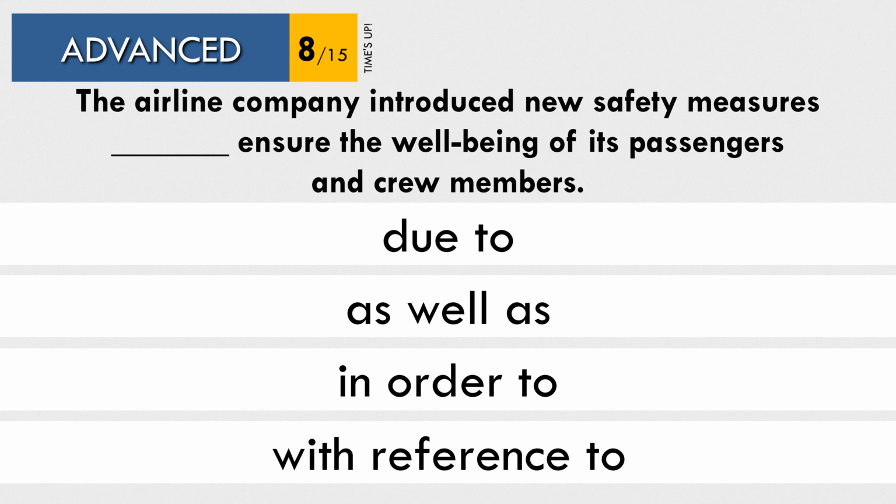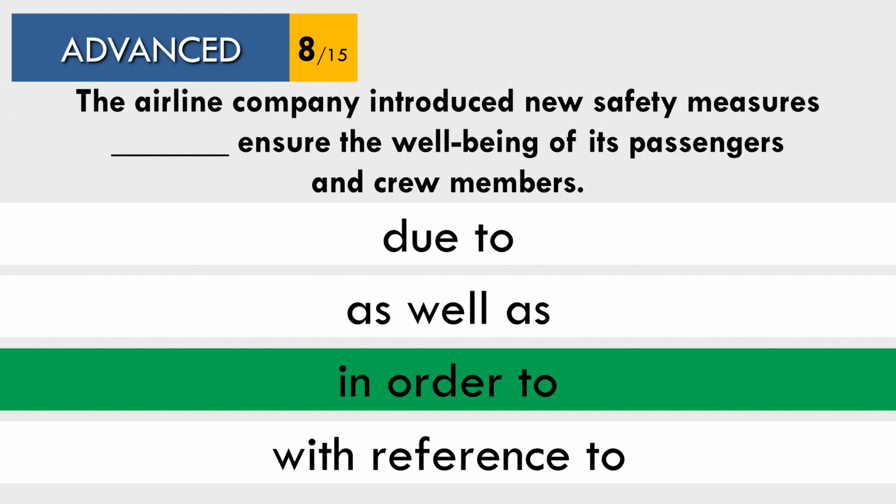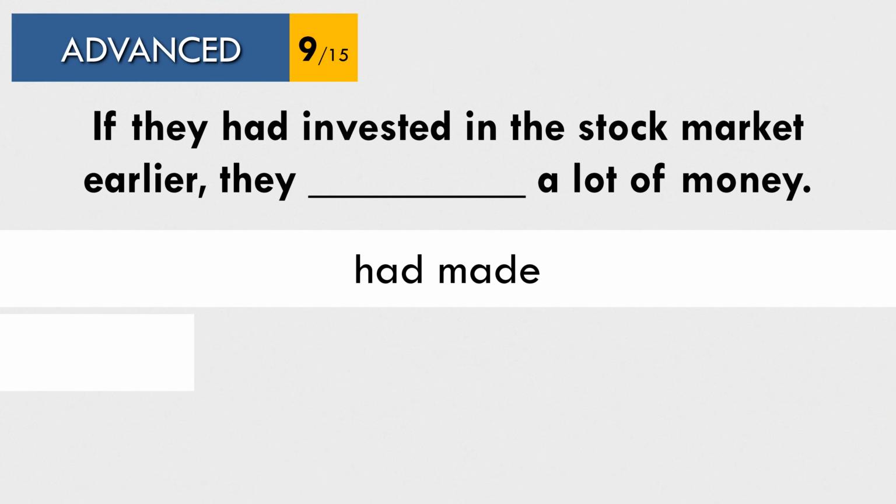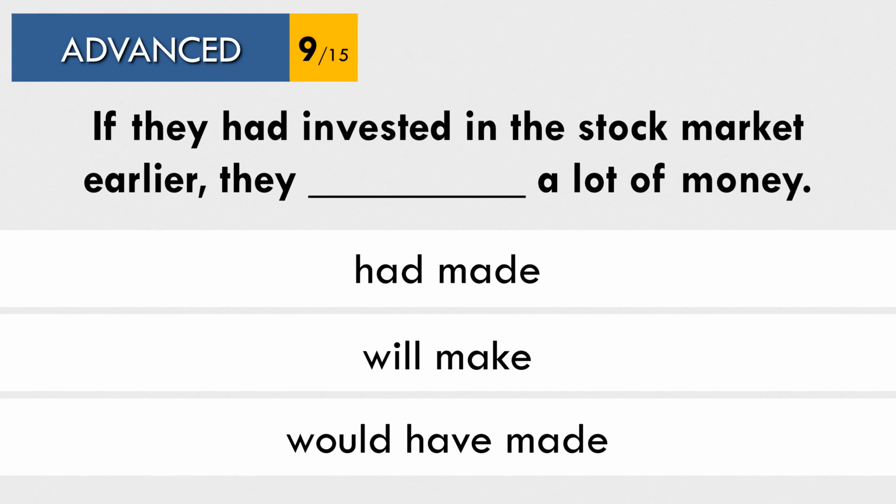The correct answer is in order to. The sentence should be read, "The airline company introduced new safety measures in order to ensure the well-being of its passengers and crew members." In order to is used to indicate the purpose or intention behind an action. Question 9. Choose the appropriate option to complete the third conditional sentence.